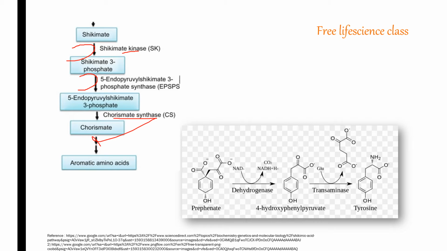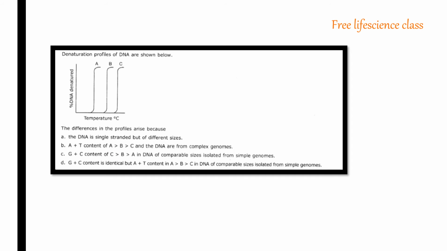Then formation of aromatic acid. After this chorismate, propionic is synthesized by dehydrogenase enzyme. It is converted into 4-hydroxyphenyl pyruvate. This 4 can be written as para-hydroxyphenyl pyruvate, and a transaminase reaction gives tyrosine. So I hope you understand this question. Okay, moving into the next question.